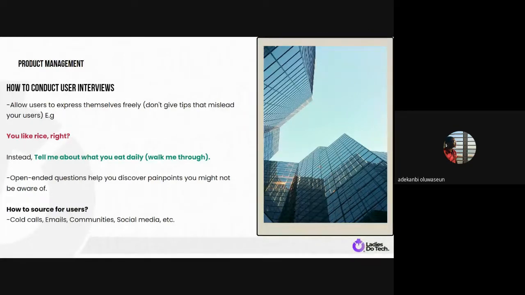Right now, this is a very important part: how to conduct user interviews, right? Because we talked about qualitative data, and when you're doing customer interviews, you're engaging the user directly, right? Now, the first thing, which is the rule of thumb, is you want to allow the users to express themselves freely. You don't want to give them tips that will mislead them, right?